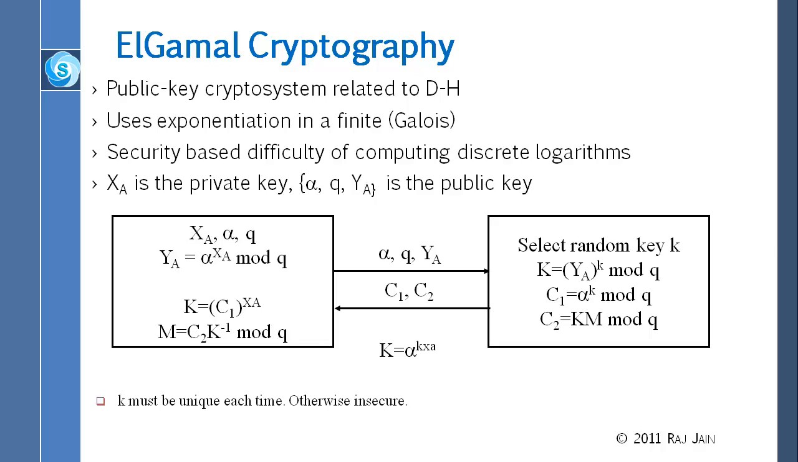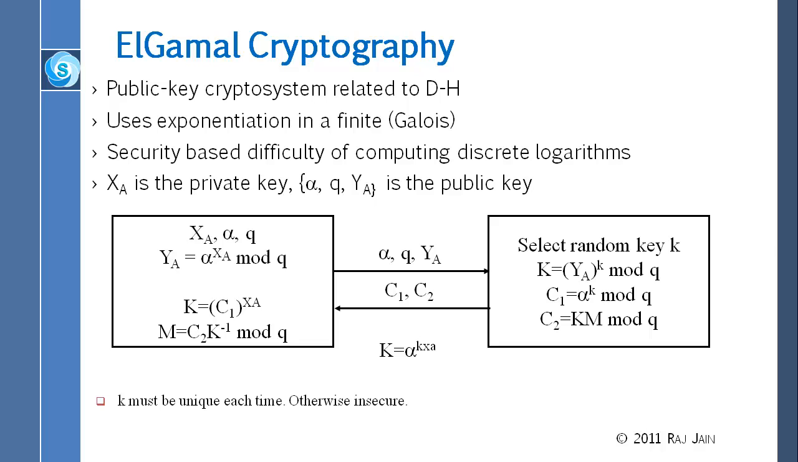But anyway, the method is basically very similar to Diffie-Hellman, and I prepared this diagram so that it becomes easier to show, because the book had a somewhat difficult explanation. It's very simple actually. It is very similar to DH. You have alpha, XA, and Q. You generate YA as before. You send it to the other side.